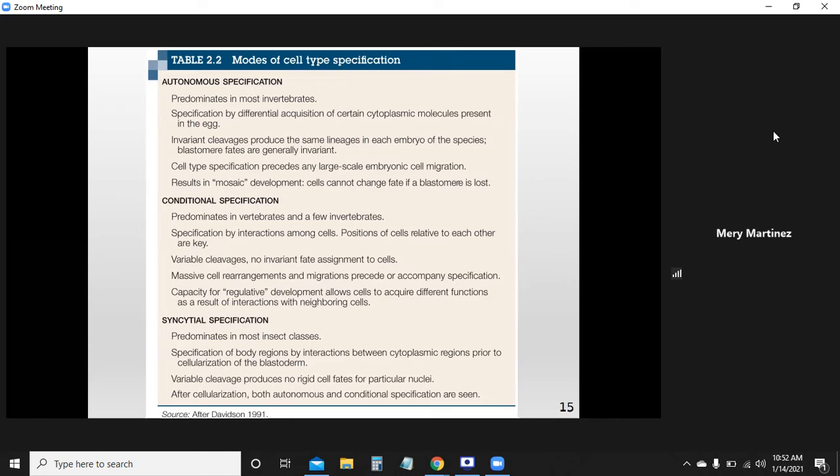And that is what I have for this chapter number 2.